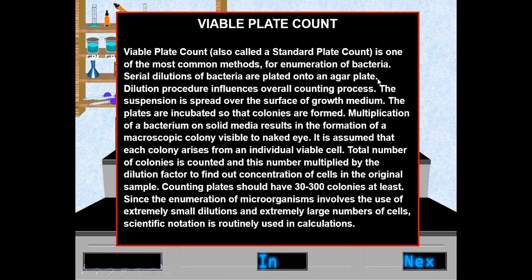So this is the definition of viable plate count, which is one of the most common methods for enumeration of bacteria. Serial dilutions of bacteria are plated onto an agar plate. Dilution procedure influences the overall counting process. The suspension is spread over the surface of the growth medium. The plates are incubated so that colonies are formed. Multiplication of a bacterium on solid media results in the formation of a macroscopic colony visible to the naked eye.